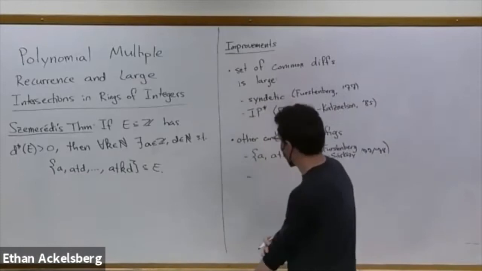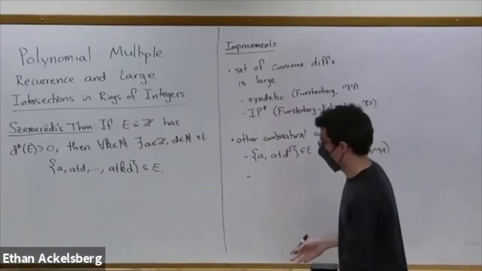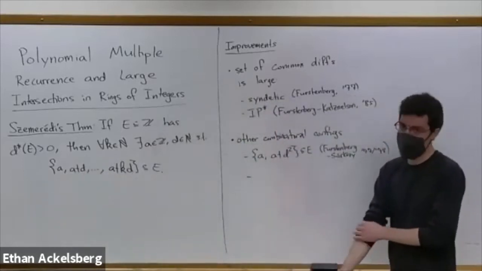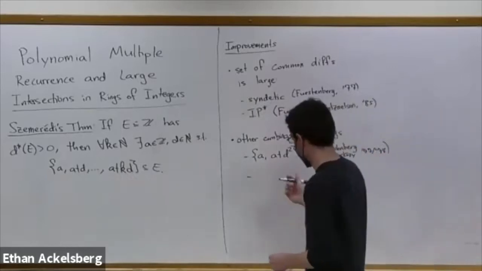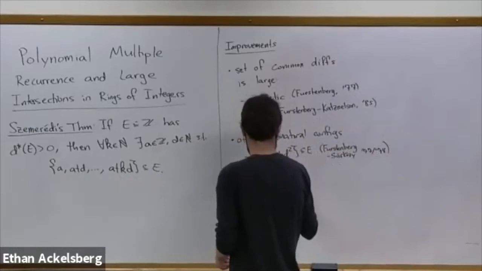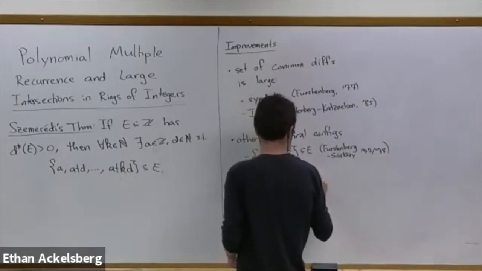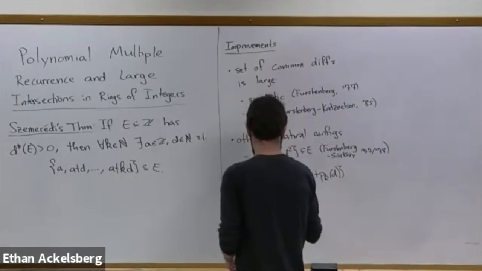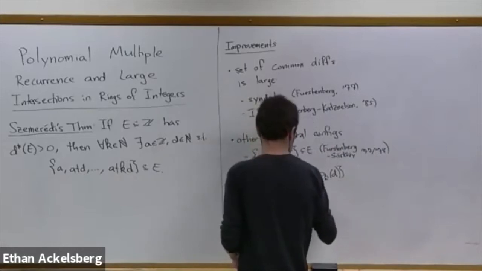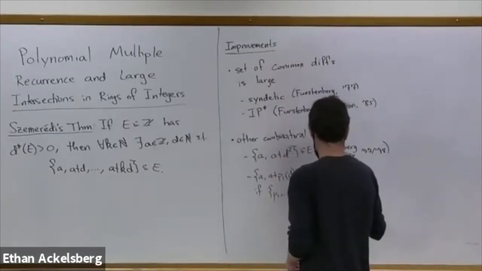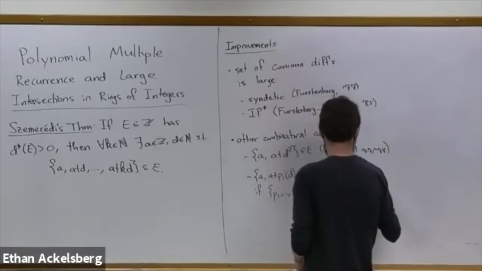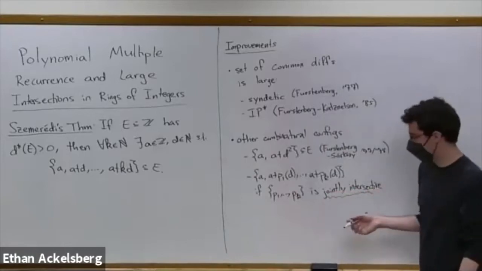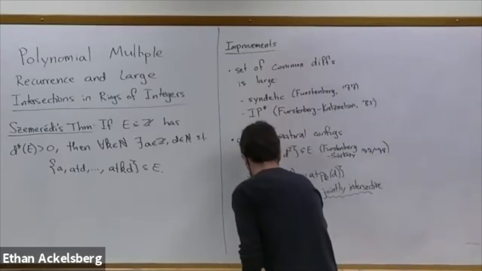Around the same time. And more generally than this, instead of looking at D up to KD, we could take K polynomials as long as they have the property that they're what's called jointly intersective. Okay, so you could do A plus P1 of D, up to A plus PK of D, if this family is jointly intersective. Okay, so I'll maybe define that in a second. This result is Bergelson, Leibman, and Lesigne.